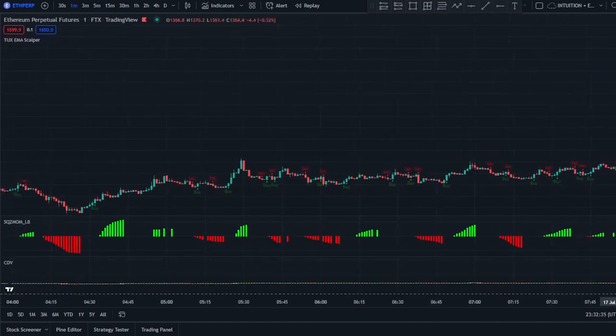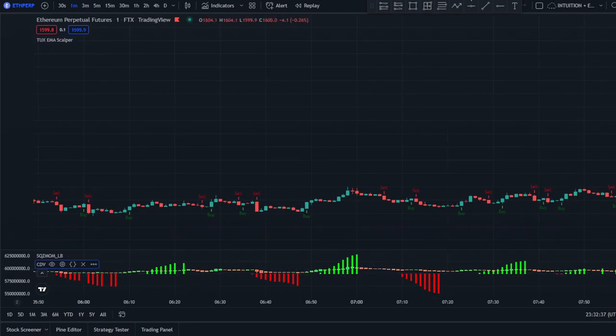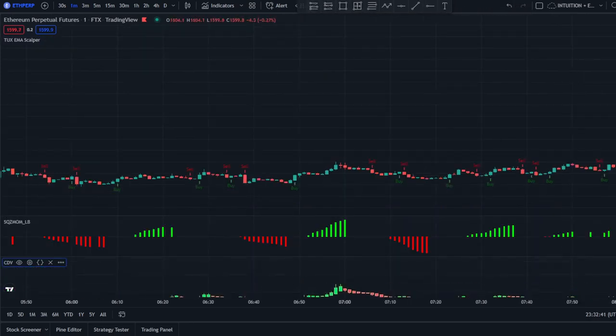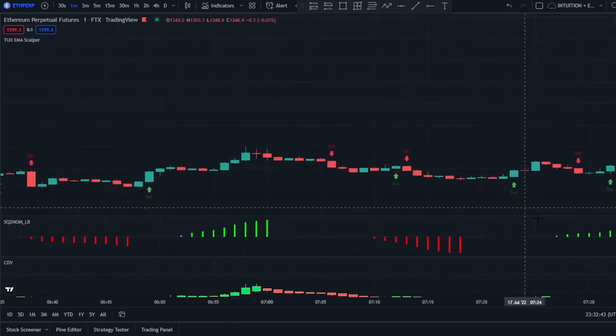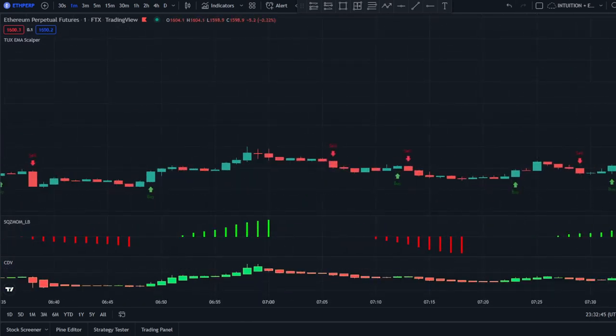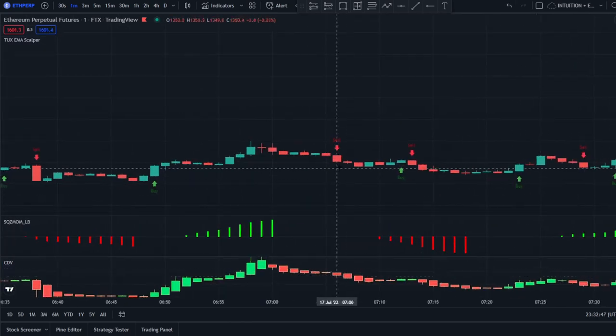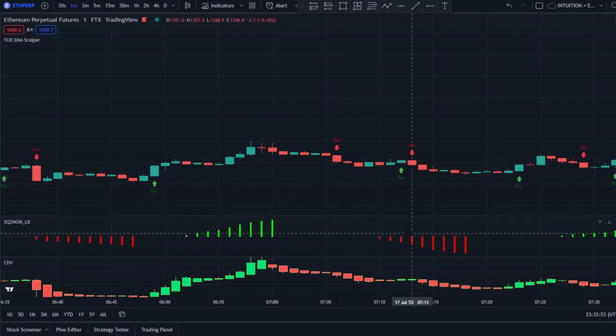So let's find the CDV. Okay, so let's zoom in right on this price action here. So we have a sell signal. Sell signal, no squeeze momentum indicator, we'll skip that. Buy signal, however squeeze momentum is red in color, so we'll skip that. Sell signal, squeeze momentum is red but CDV is green, so we'll skip that.